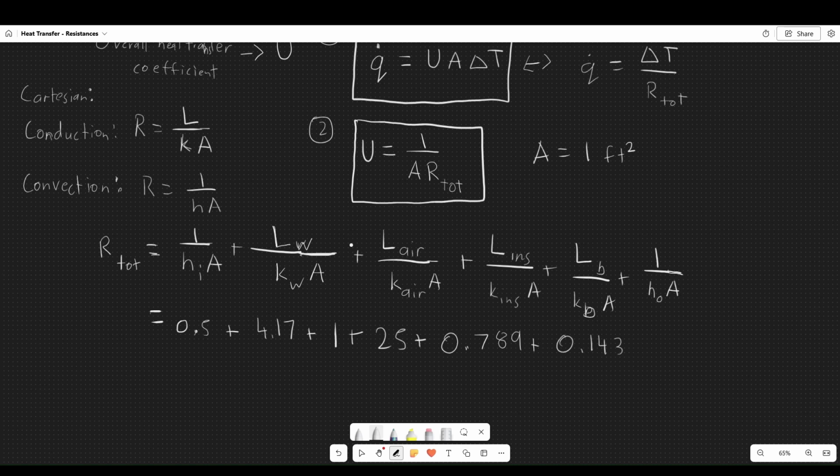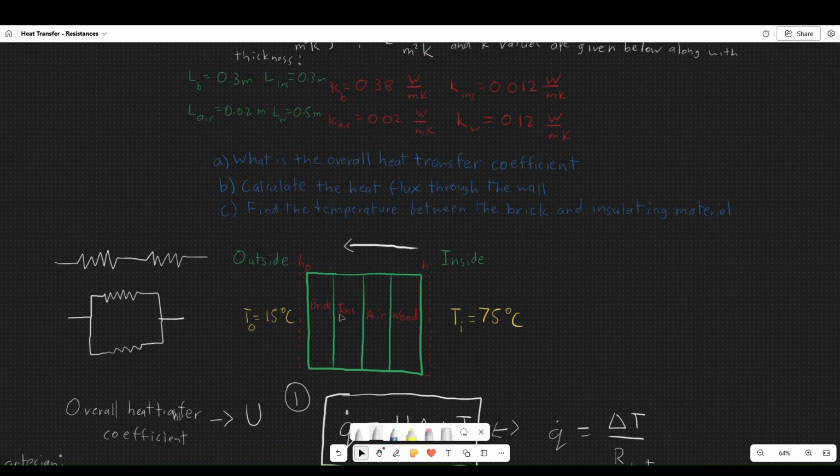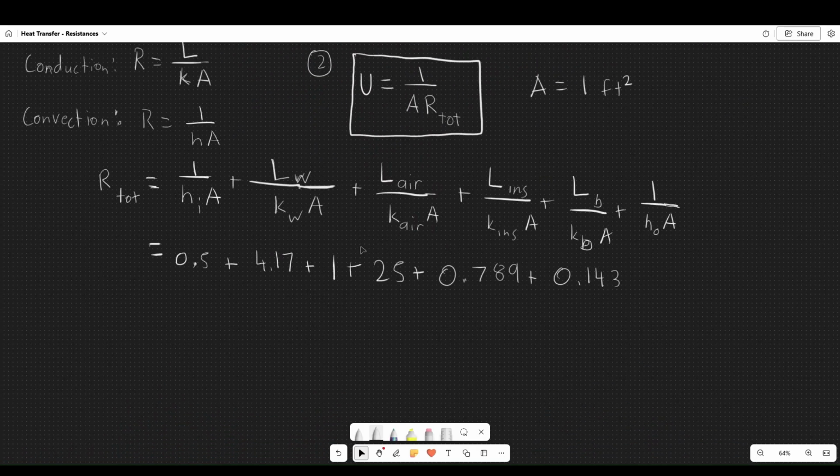And you might be concerned because this one is so high, but it should make sense because this term is correlated to the insulating material, and so it makes intuitive sense that you're going to have the most resistance caused by the insulating material. But essentially, if we add all of this up, we get 31.6, and the units for this would be.